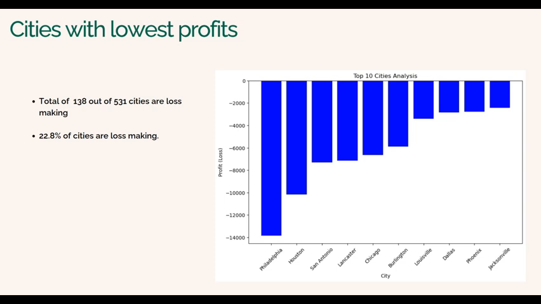So again, the plan of action will be the same as for the states. The first objective would be to convert these 138 loss-making cities, or 22.8%, into profit-making cities. That will be the first step. And once you do this, then try to increase the profits of the already profit-making cities.